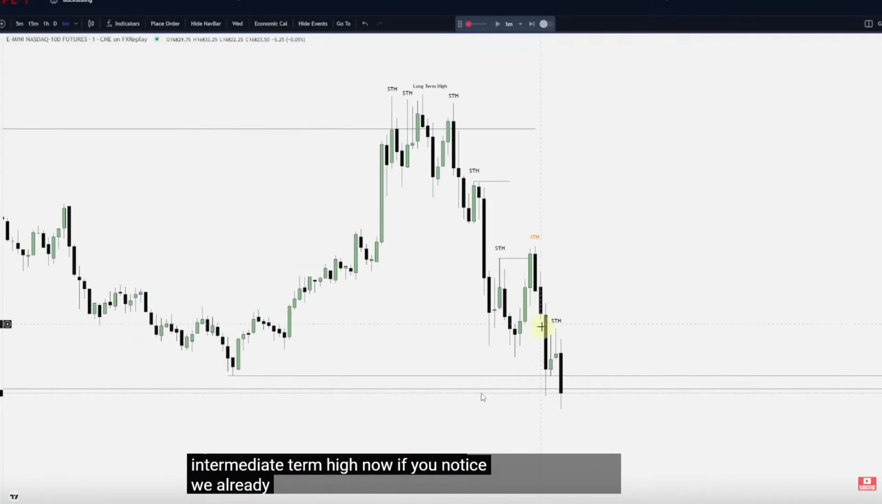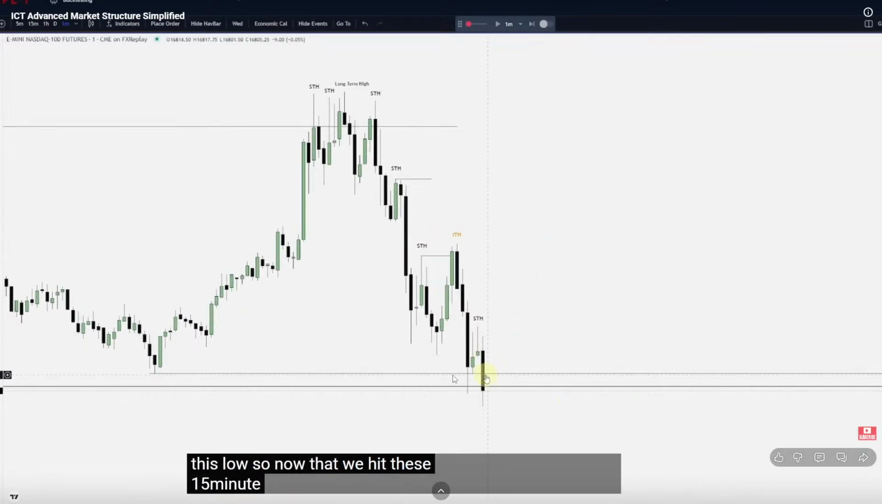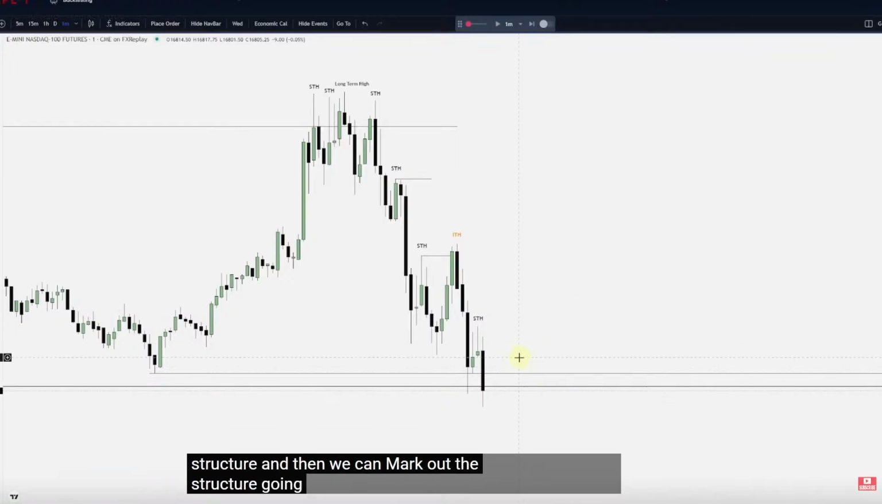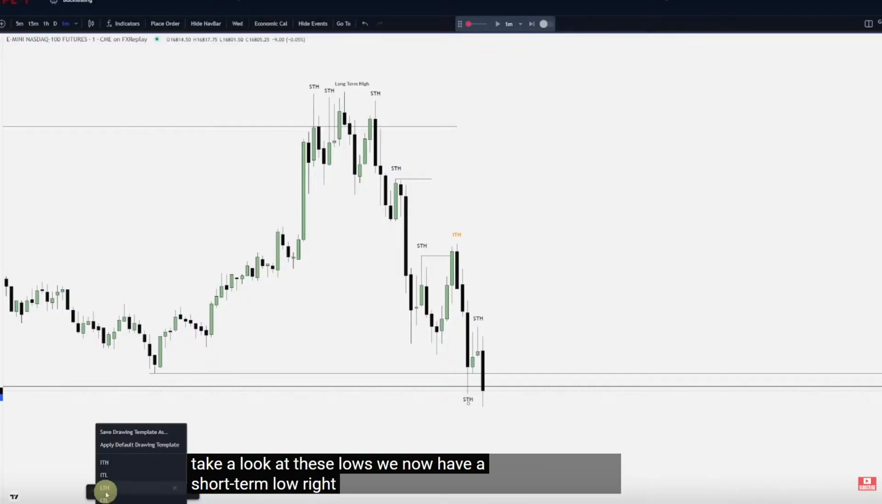Now, if you notice, we already hit our draw on liquidity, or this low. So now that we hit these 15-minute lows, let's see if price shifts structure, and then we can mark out the structure going the other way. So let's take a look at these lows. We now have a short-term low right here.